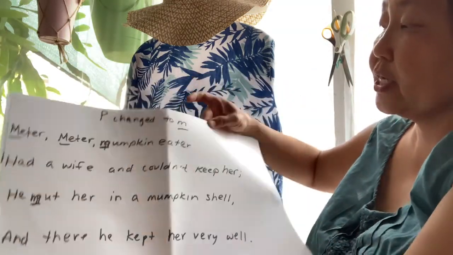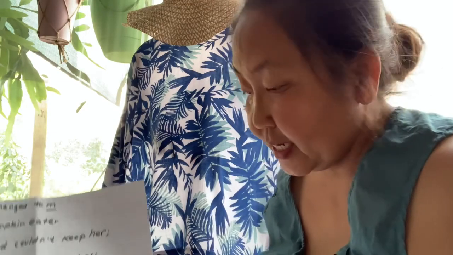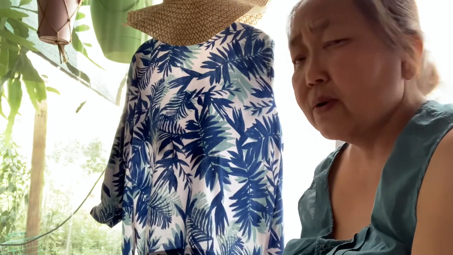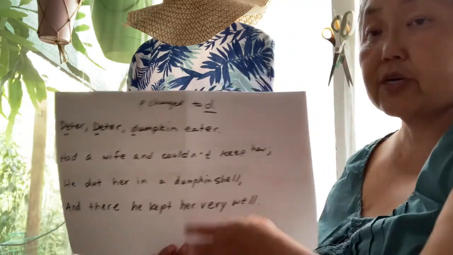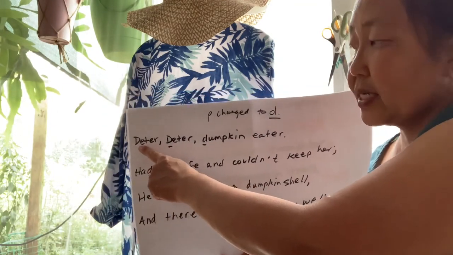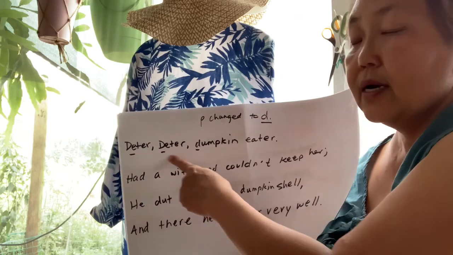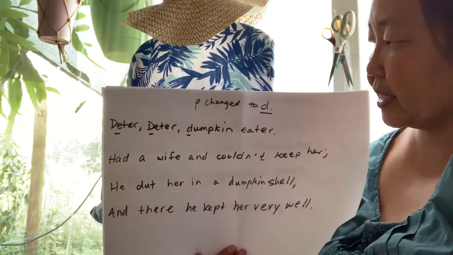Now, if we change that P, how about to a D? I wonder what it would sound like. What sound does D make? D makes the sound D, D, D, like door, like dolphins, like ding dong, D, D, D sound, okay? So instead of P, it's changed to a D, big D, because Peter's name is a proper noun. That's his special name. So that's why we put a big D, okay?